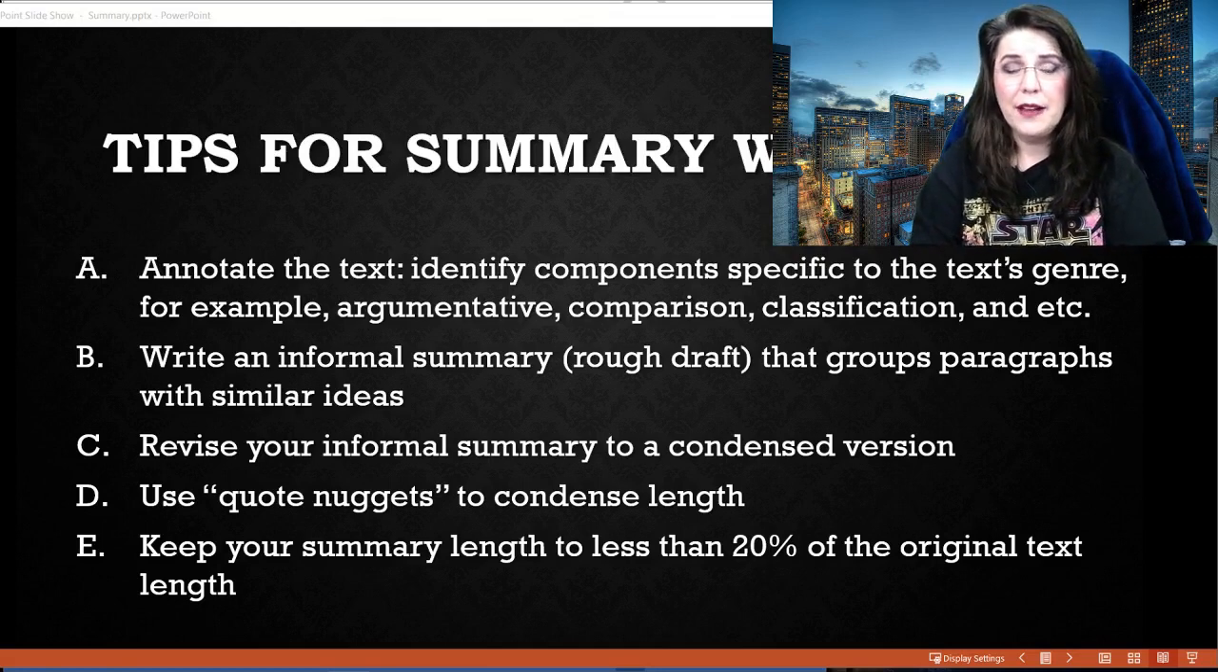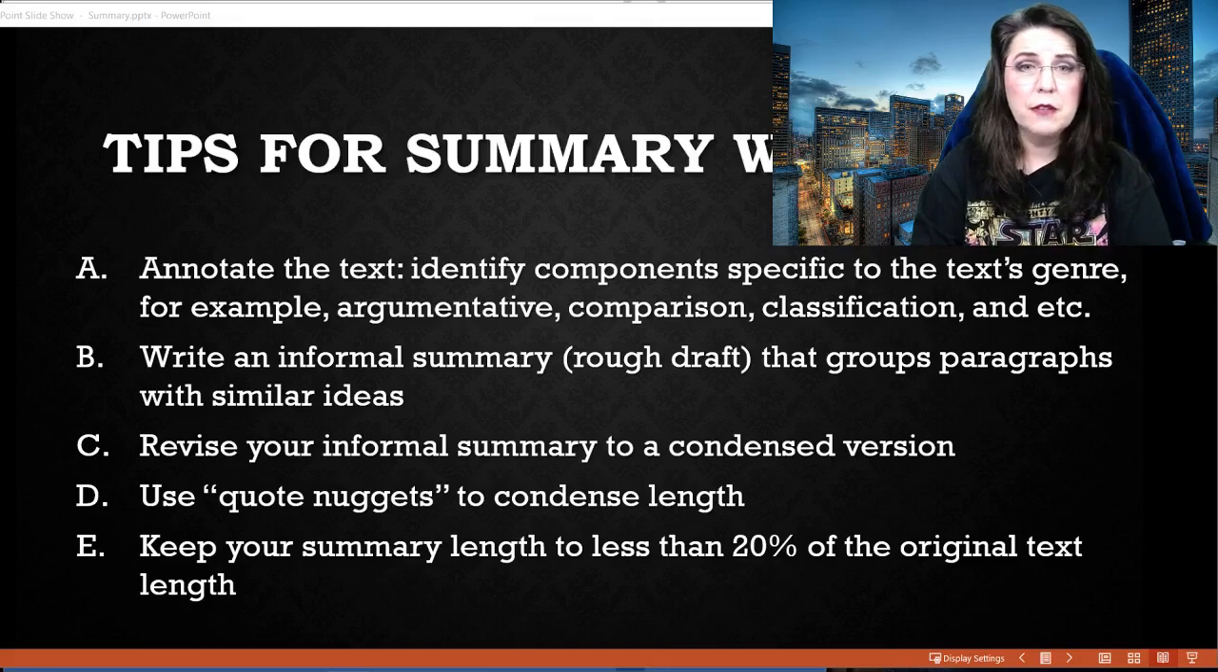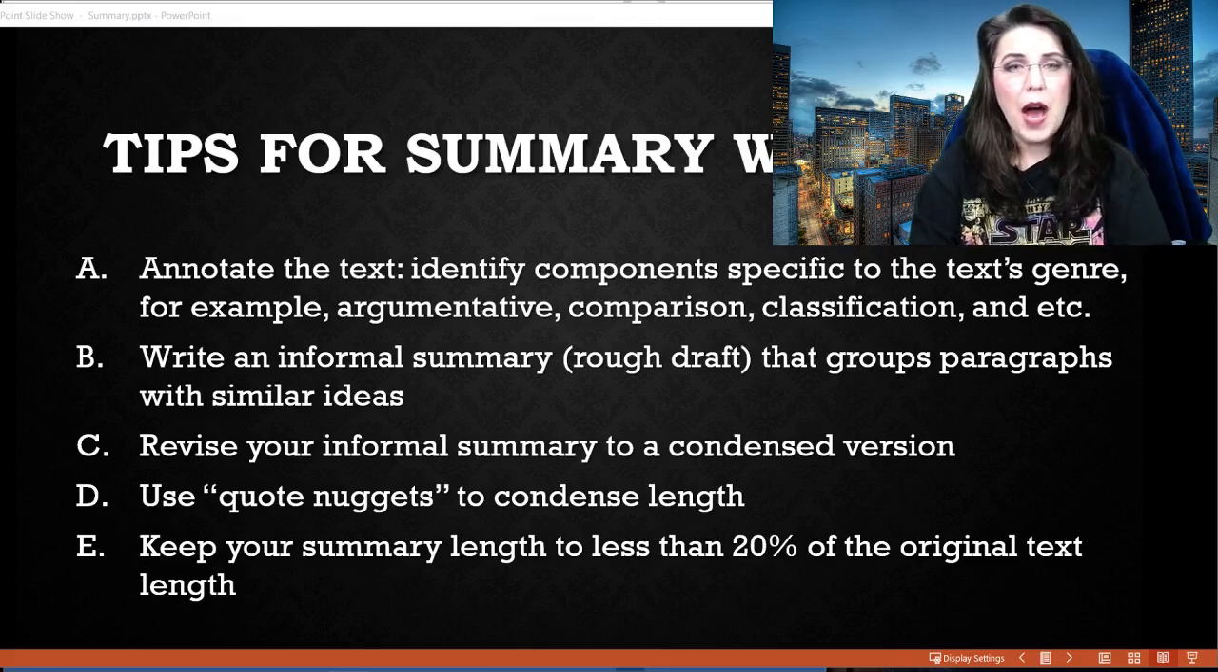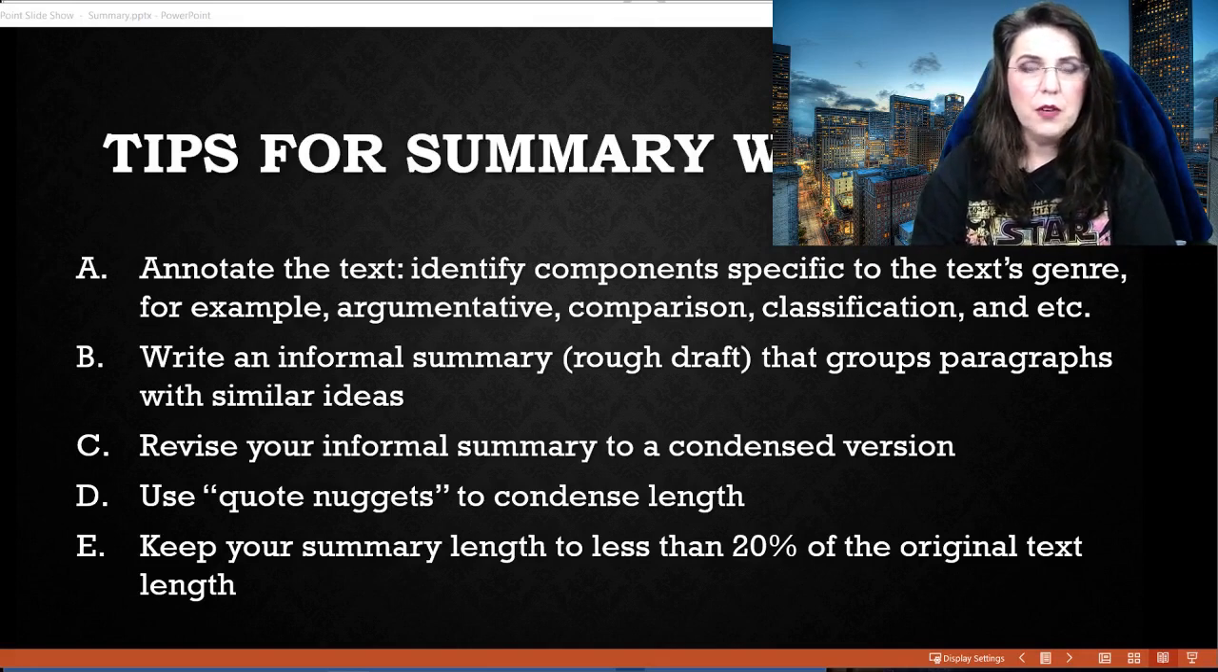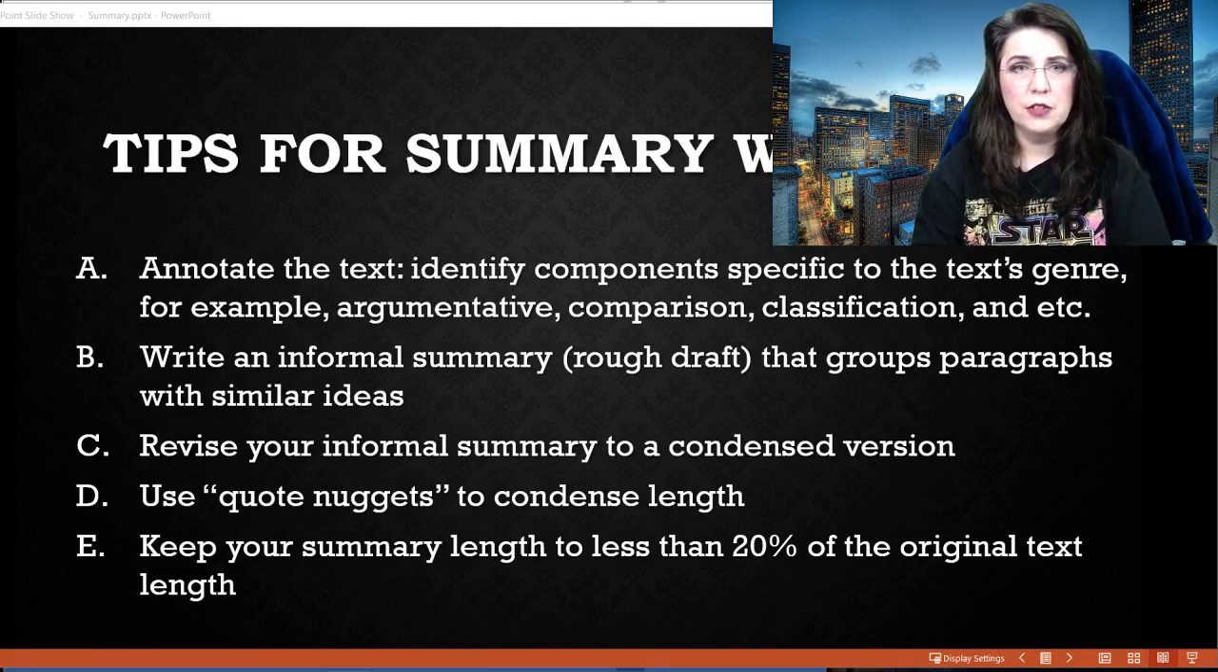There are many modalities and different genres of writing, and each genre has its own expectations. So as you're reading any text, be aware of the genre conventions and the expectations for that genre. This will help you to annotate the text more effectively.